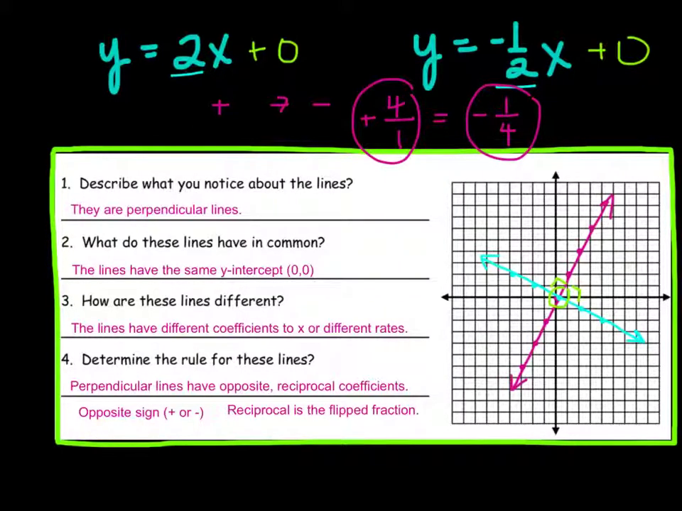Let me give you another example. Let's say that I have a negative 2 over 3 to start with. When I make it the opposite, it's going to turn into a positive. And again, I'm going to flip the fraction, so it's going to become 3 over 2. So this is what I mean. Anytime we see an opposite and reciprocal coefficient to x, we have perpendicular lines.